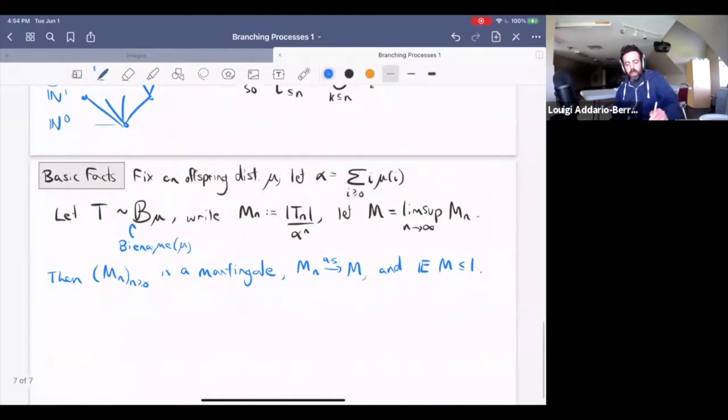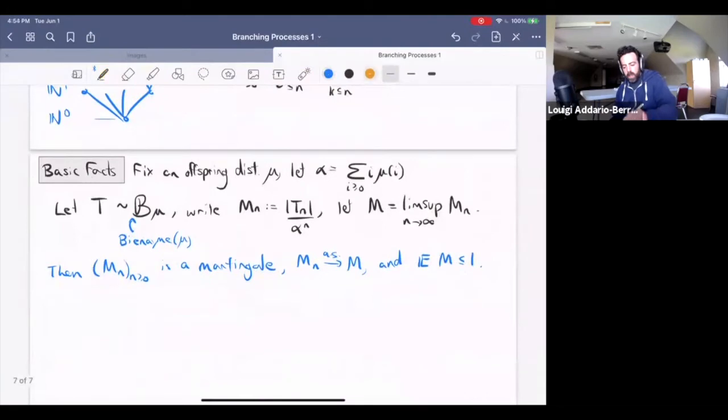One thing that, time permitting, I plan to come back to later in the course is the necessary and sufficient condition for this expectation to be equal to one. That's known as the Kesten-Stigum theorem. It's a beautiful fact in probability that's not so often covered in a first course on stochastic processes. So that's one basic fact.